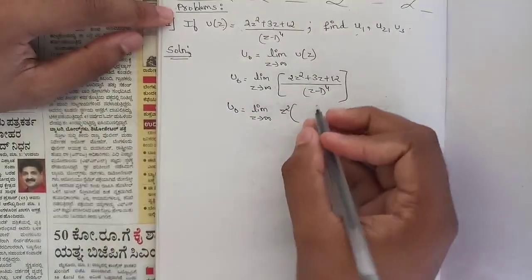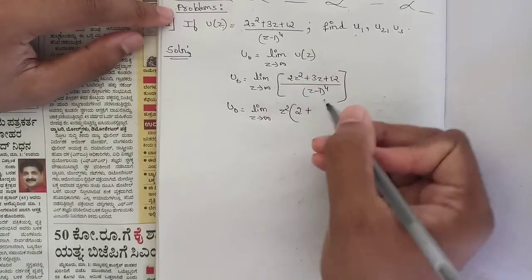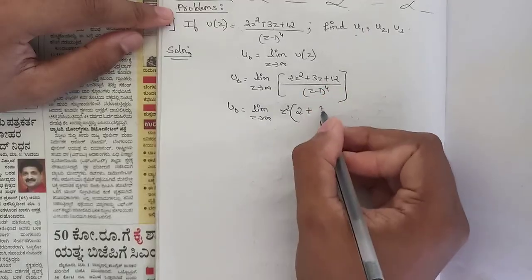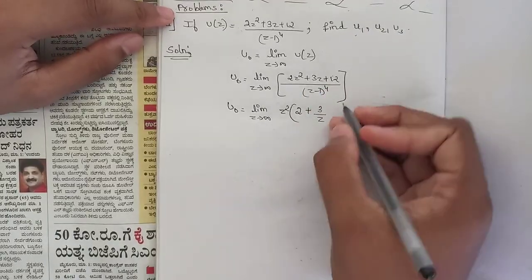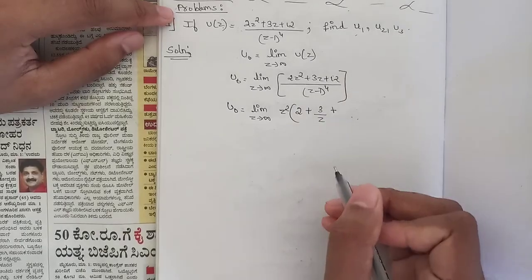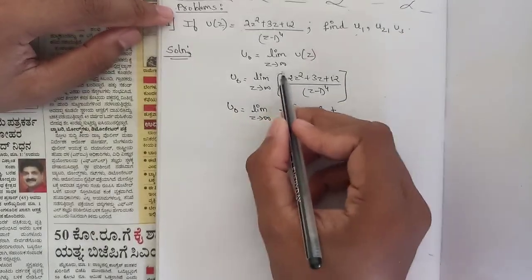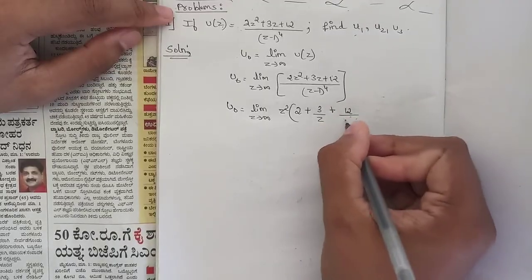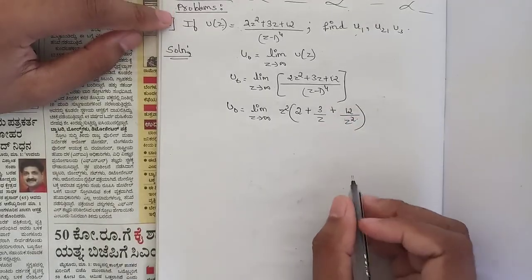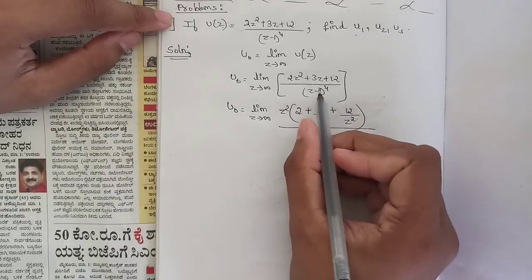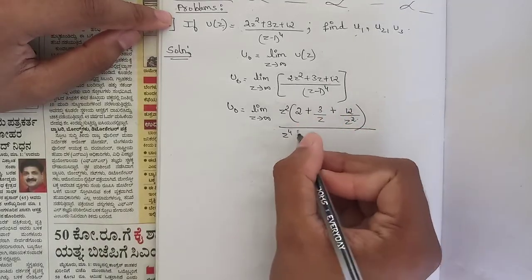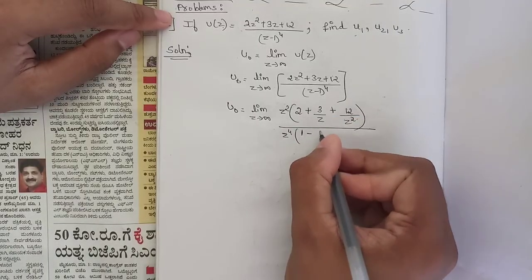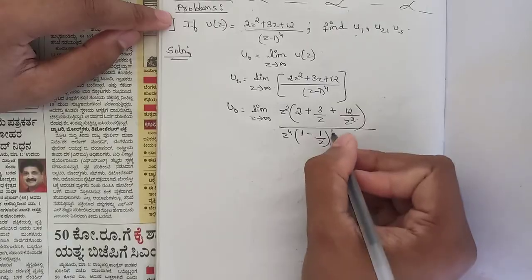So what are the terms remaining? 2 plus, since there is already a z, if we take z square outside, the remaining term would be 3 by z. Similarly here only 12 is remaining, so if we take z square outside, we need to have another z square, so this becomes 12 by z square. And similarly in the denominator, take z power 4 outside, so the remaining term is 1 minus 1 by z to the power 4.